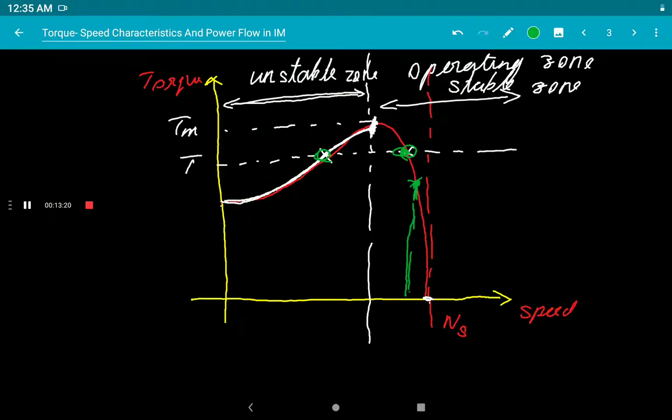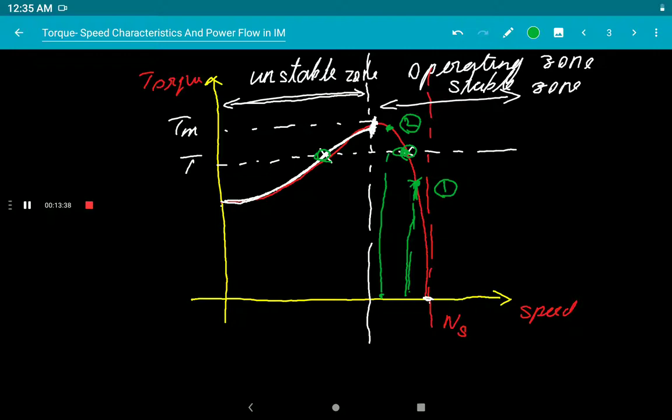Torque decreases at this point. When the operating point shifted due to here, then what happens? This will be the speed and this will be our torque. Okay, so you consider two cases. This is first case and this is second case.